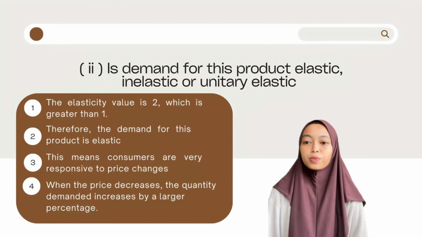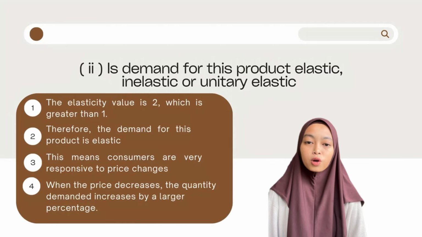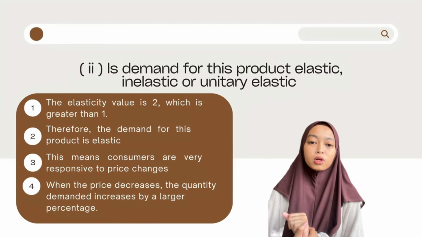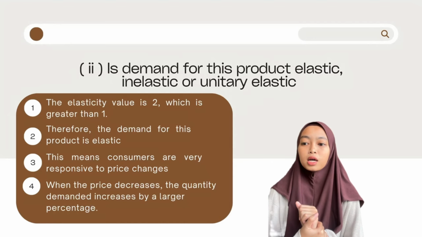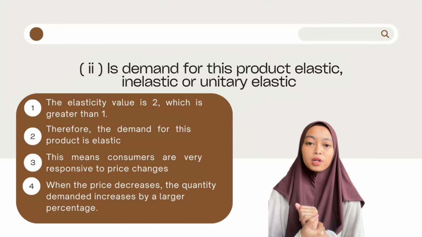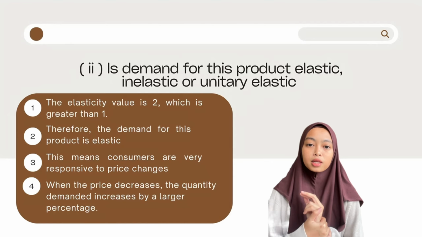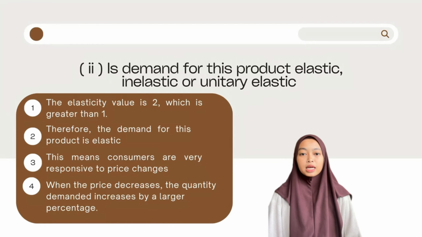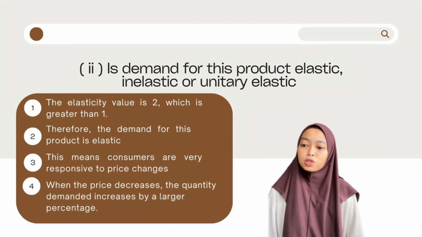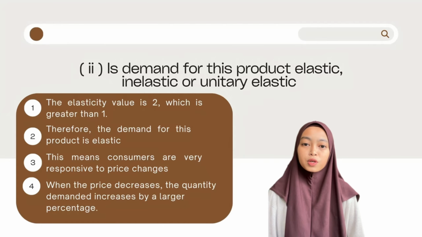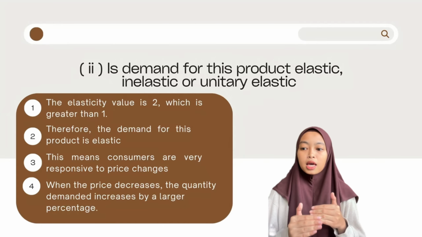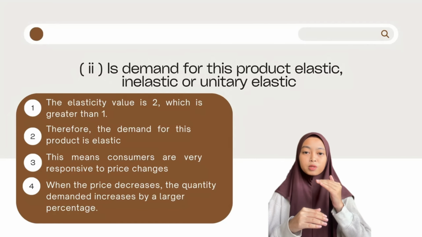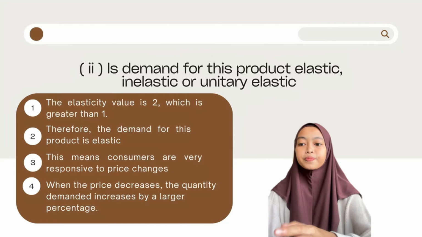Is demand for this product elastic, inelastic, or unitary elastic? So we already calculated before. We've got 2. The elasticity value is 2, which is greater than 1. So the demand for this product is elastic. This means consumers are very responsive to price changes. When the price decreases, the quantity demanded increases by a larger percentage.